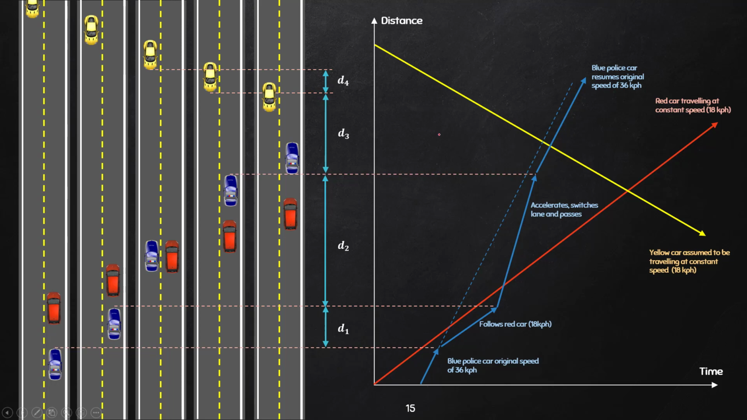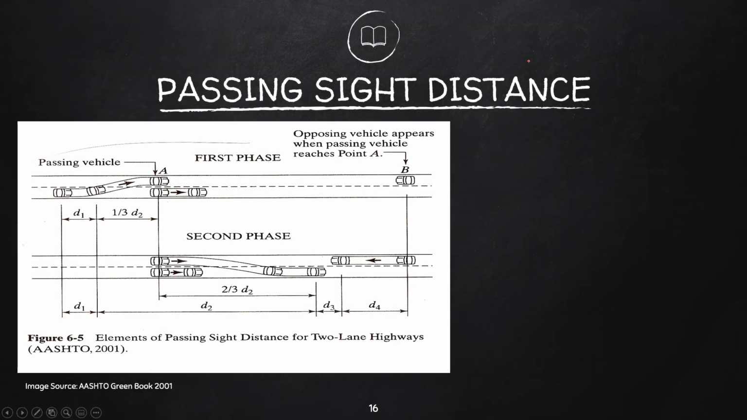And the passing sight distance that is required for these certain types of maneuvers is determined by these distances. So PSD, or the passing sight distance, is just the sum of D sub 1 plus D sub 2 plus D sub 3 plus D sub 4. So as shown here in this image from AASHTO Green Book 2001.